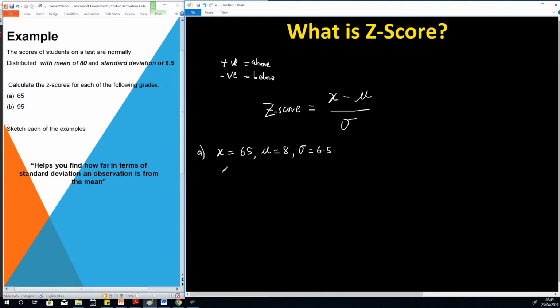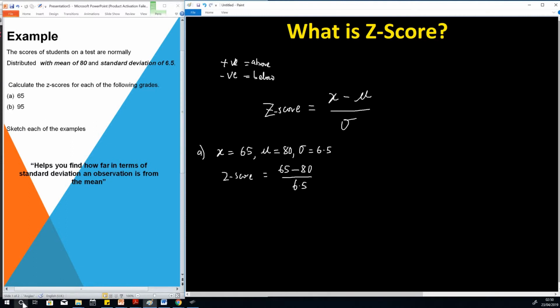So plugging everything in, the Z-score will be 65 minus 80, over 6.5. Now I want to mention, take note of the definition of Z-score. It says in terms of standard deviation. So for sure you know that 65 is below the mean, but since we are calculating in terms of standard deviation, we are going to divide by the standard deviation.